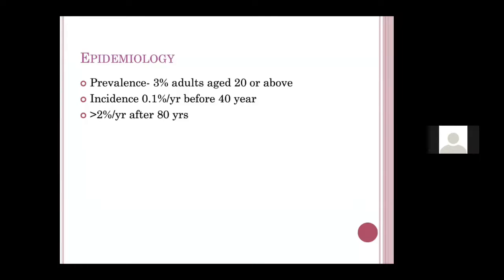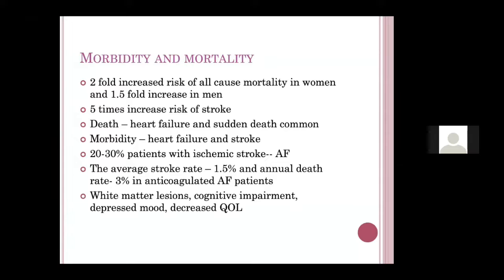That is something we should know, that AF increases as the age increases, and there are many factors. Because of LV hypertrophy, the LV becomes non-compliant, with diastolic dysfunction. Because of that, LA size increases, which is one of the important factors for atrial fibrillation. Now, in terms of morbidity and mortality, AF causes a twofold increase in the risk of all-cause mortality in women, whereas it is 1.5-fold in men. So it is definitely one of the important predictors of mortality in any disease. It causes a 5 times increased risk of stroke, and that is why management of anticoagulation is very important. Heart failure and sudden deaths are very common. Morbidity is heart failure and stroke.